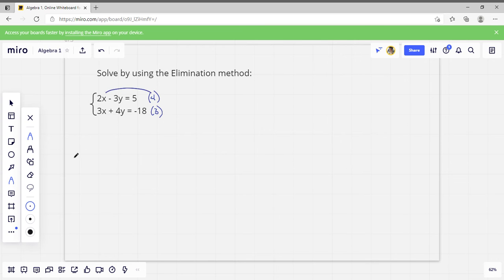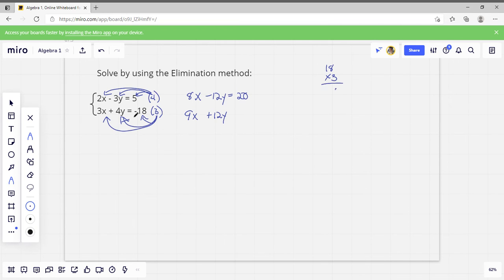Right, so 4 times 2, and these are already positive and negative, so I don't have to use a negative in there. So 4 times 2 would be 8x. 3 times 4 would be negative 12y. And 4 times 5 would be 20. And then 3 times 3 would be 9x. 3 times 4 would be 12y. And then 3 times negative 18.